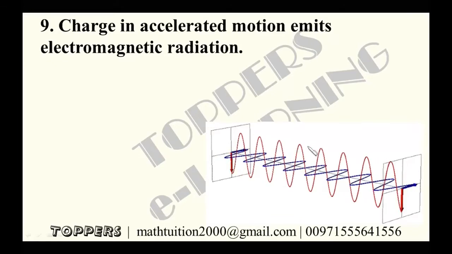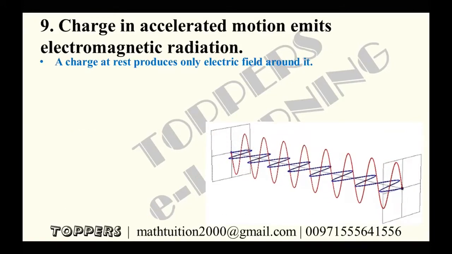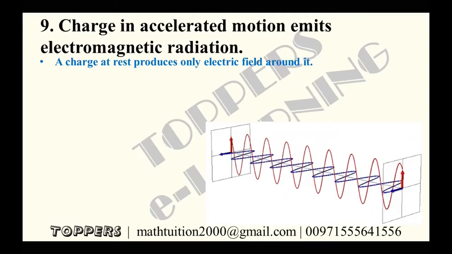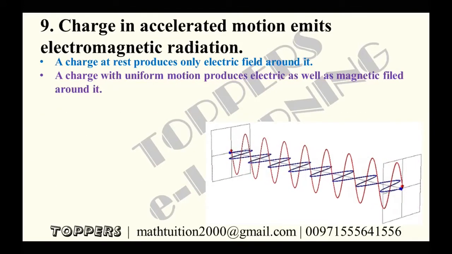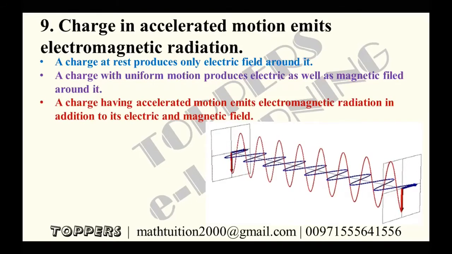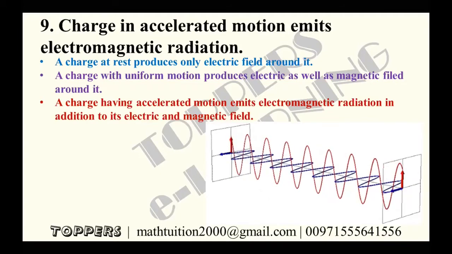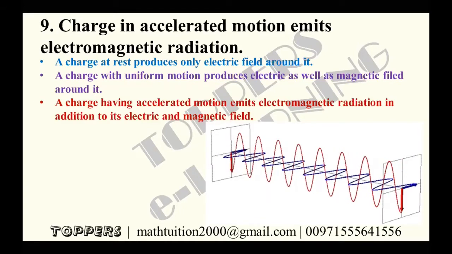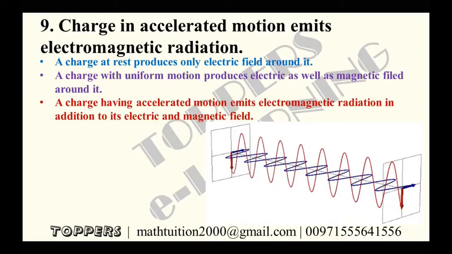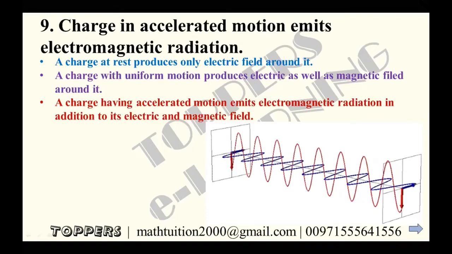Fine. Charge in accelerated motion emits electromagnetic radiation. Ninth, a charge at rest produces only an electric field around it. If you keep a charge, positive or negative, at rest, it has an electric field around it. If the charge is moving uniformly, it produces electric as well as magnetic field around it. A charge having accelerated motion emits electromagnetic radiation in addition to its electric and magnetic field. So at rest, it has an electric field. In uniform motion, it has a magnetic field also. But if it is accelerating, what will happen? It will emit electromagnetic radiation. I have given an animation here. Light is an electromagnetic radiation.